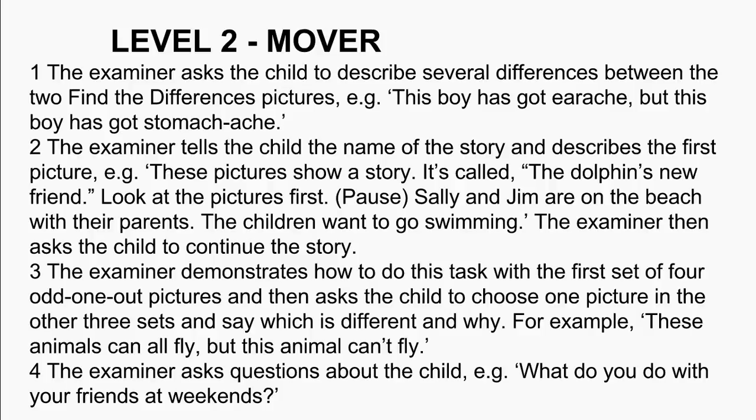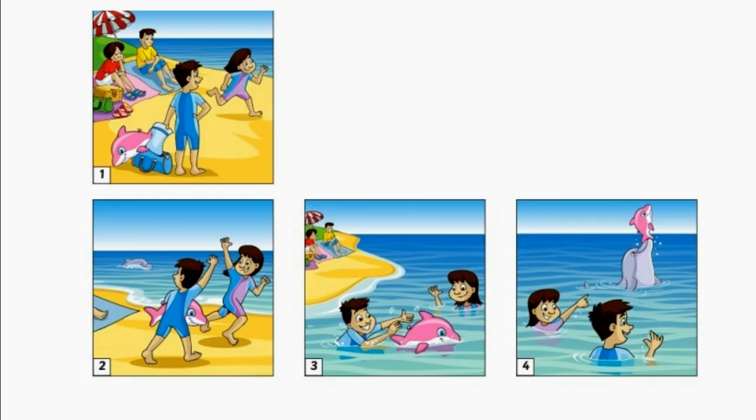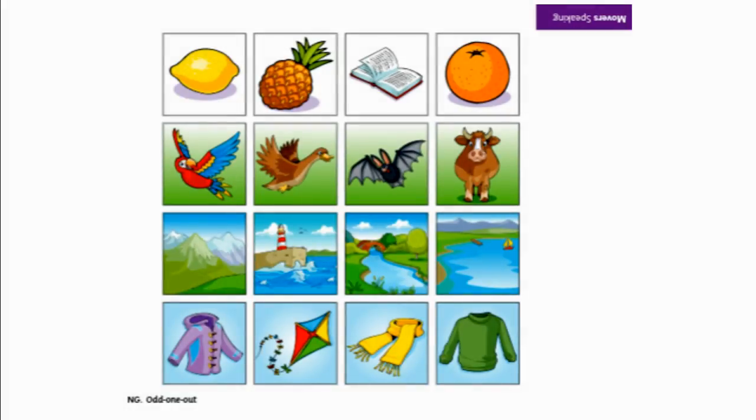And then finally, the examiner asks questions about the child. What did you do at the weekend with your friends? And other questions about the child's life. Here are the visual images which go with those sections of the test. Starting off with spot the difference. This one is spot the odd one out.